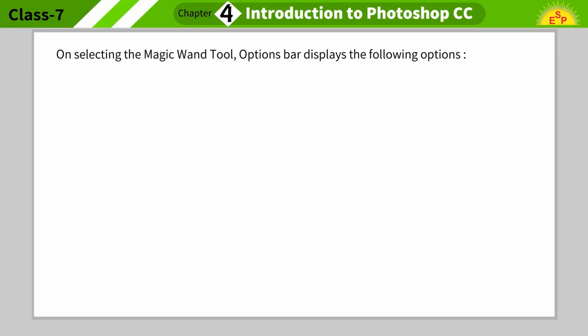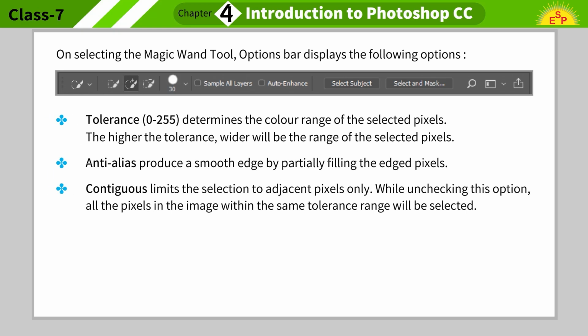On selecting the Magic Wand tool, Options bar displays the following options. Tolerance 0 to 255 determines the color range of the selected pixels. The higher the tolerance, wider will be the range of the selected pixels. Anti-alias produces a smooth edge by partially filling the edged pixels. Contiguous limits the selection to adjacent pixels only. While unchecking this option, all the pixels in the image within the same tolerance range will be selected.